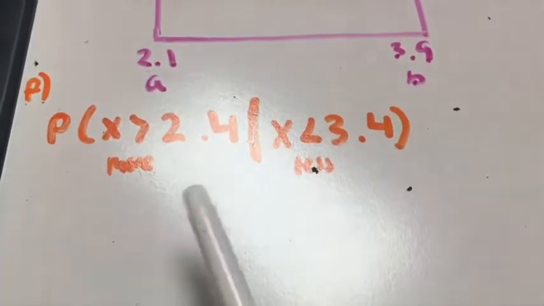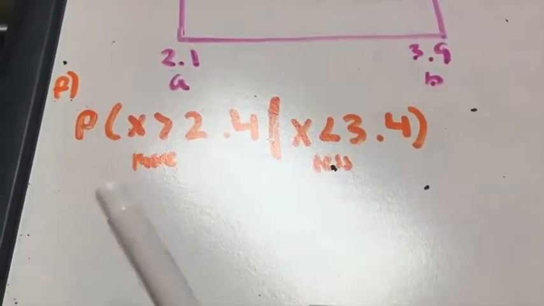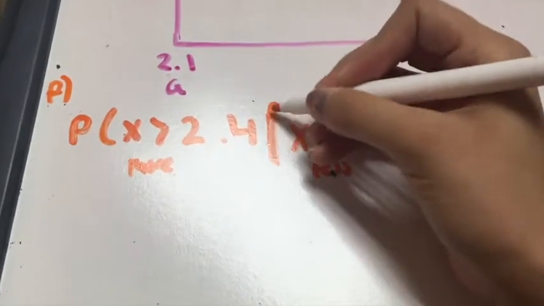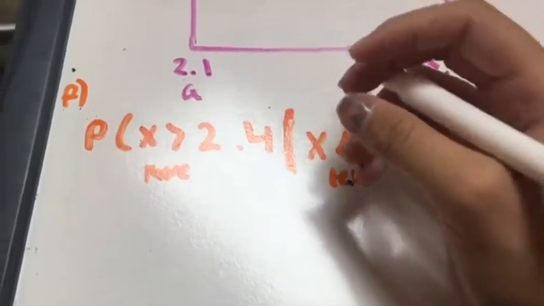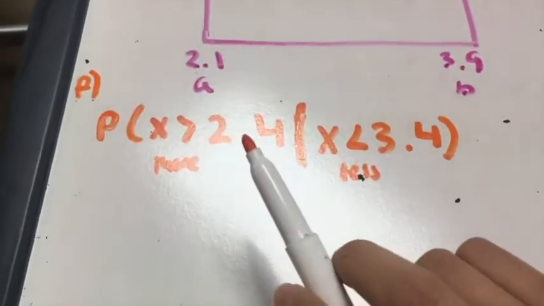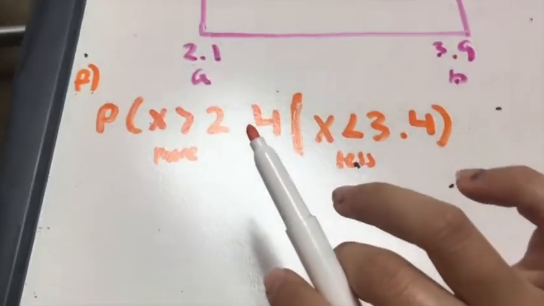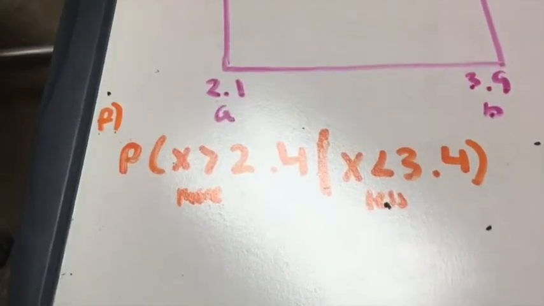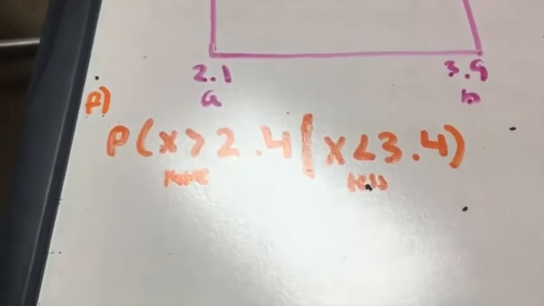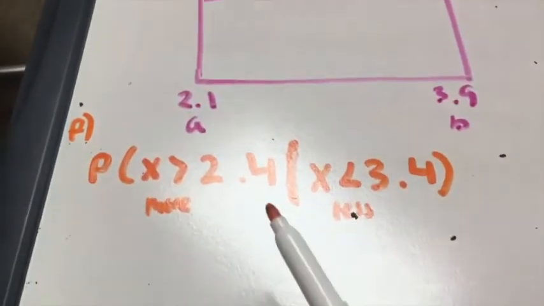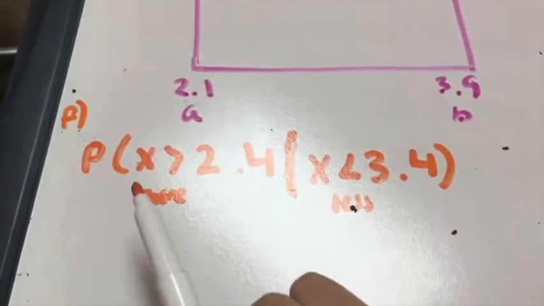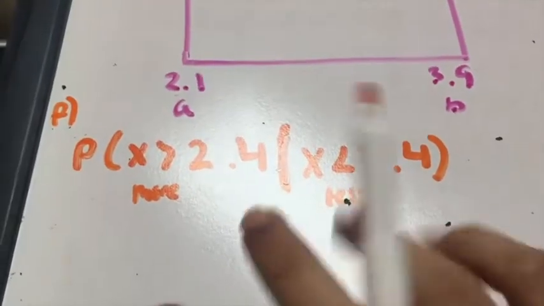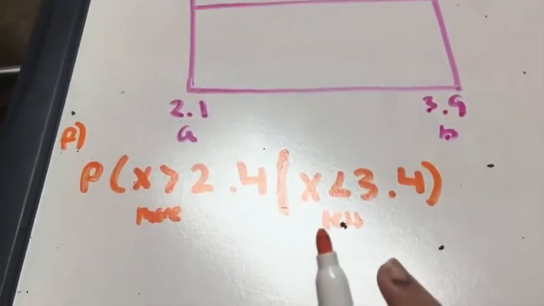And then notice how this one looks different from the other probability questions. It has that line right there. And this line right here, it means given. And whenever you see this little line, that means that you're working with a conditional probability. With a conditional probability, it just means the probability of one event happening given that another event already happened first. So in this case, you want to find the probability that x is more than 2.4 given that your x's are less than 3.4.